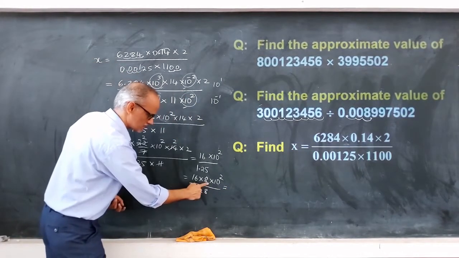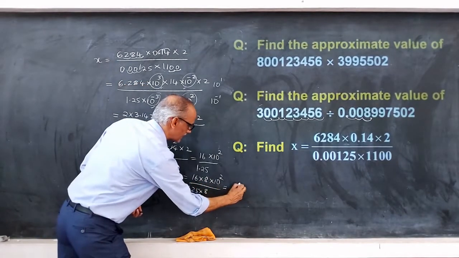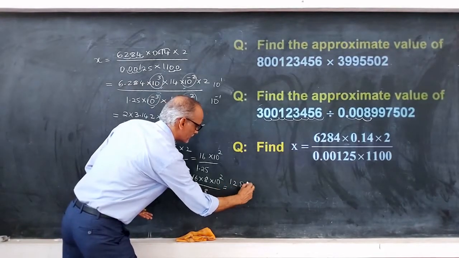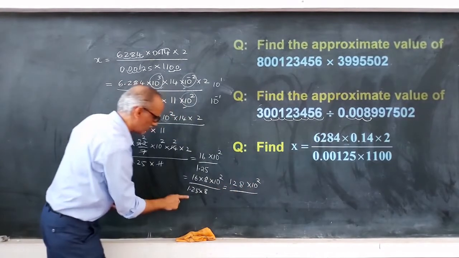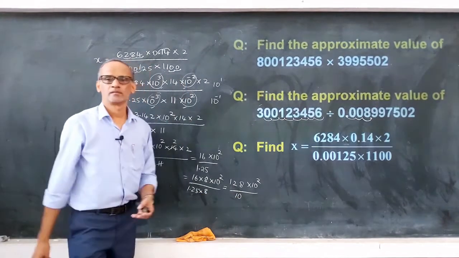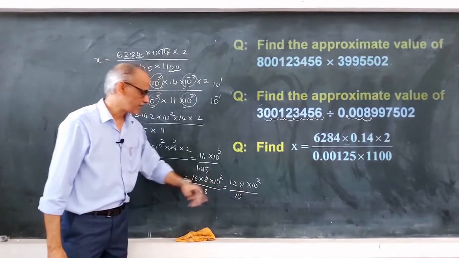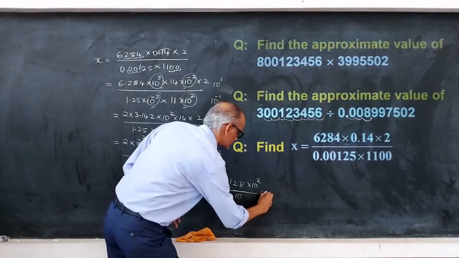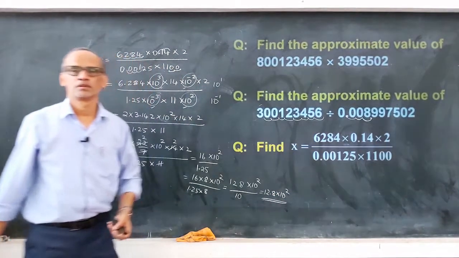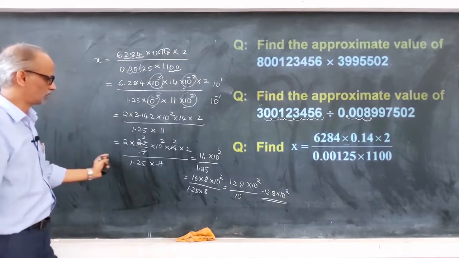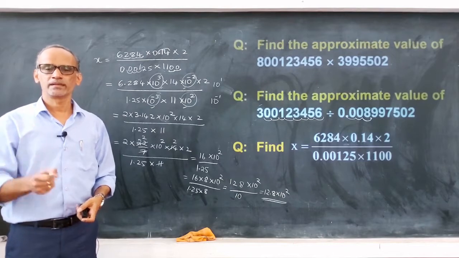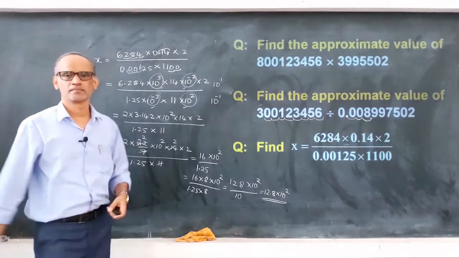So now what do you get? In the numerator, see, it's very easy to multiply. 8 6s are 48. 4, 8 ones are 8 plus 4, 12. So I'll get 128 into 10 to the power 2, divided by 1.25 into 8, which is nothing but 10. What is 128 by 10? It's 12.8. 12.8 into 10 to the power 2. So the calculation involved, and without using the calculator, we have got the right answer. You can check using the calculator, you'll get the same.